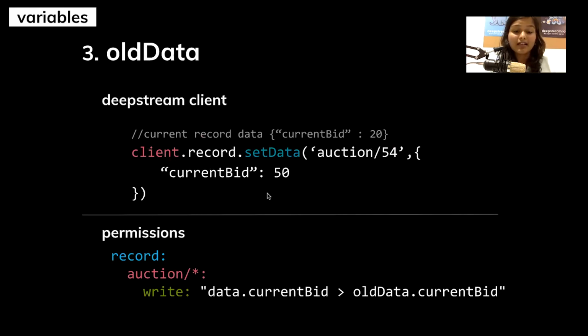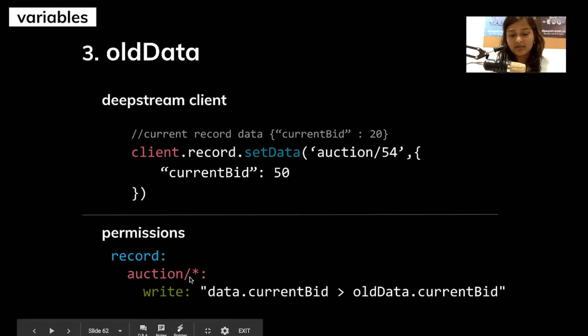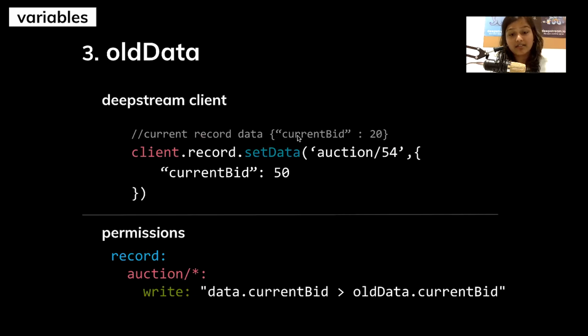What if I want to allow the client to bid only if he's bidding a higher price than what was already present? I would then use the old data variable. So I would say record auction/*, which is basically any record that starts with auction. And I would say write only when data.current bid, which is basically 50 in this case, is greater than old data.current bid, which was 20, assuming that this was the data in our existing record, which is true in this case, and hence this particular record will be set. Now the current bid will contain 50.